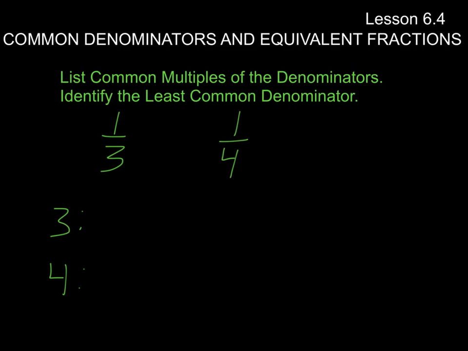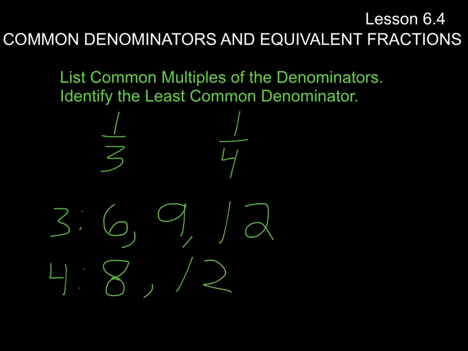If we take 1/3 and 1/4, we can see that the denominator for each fraction is 3 and 4. As we list the multiples for 3, by adding 3 plus 3, we get 6, plus 3 is 9, plus 3 is 12. The multiples of 4 continue with 8 and 12. At this point, we have a common multiple. It's 12.